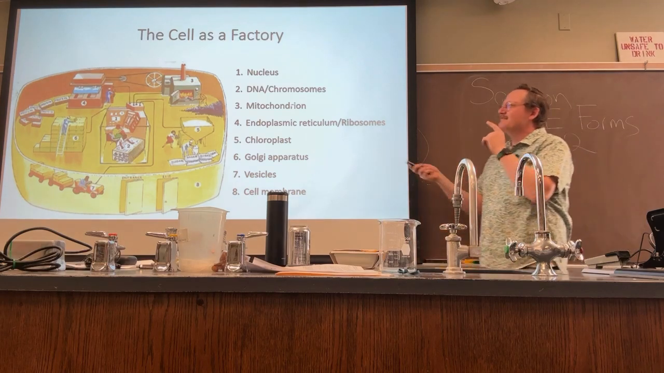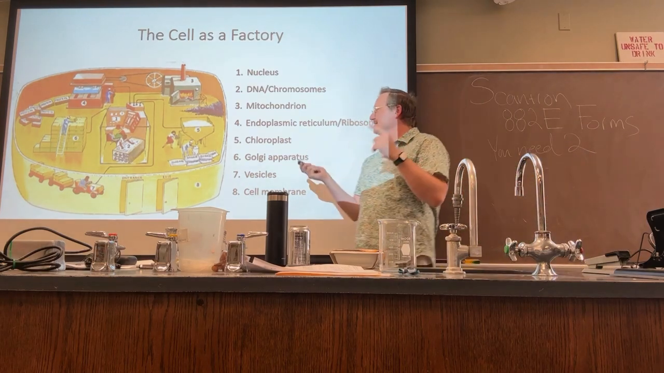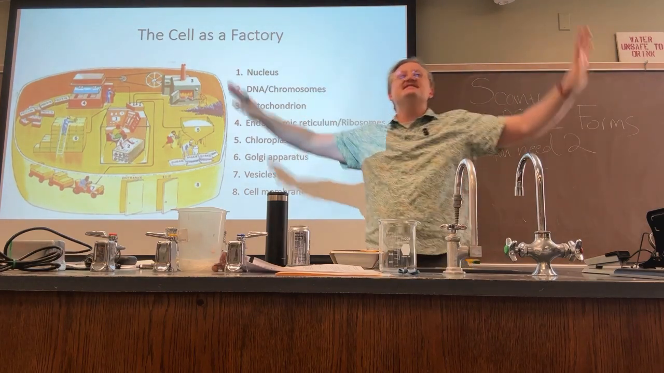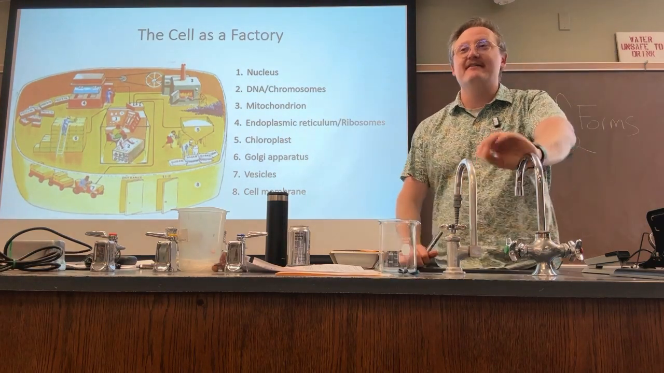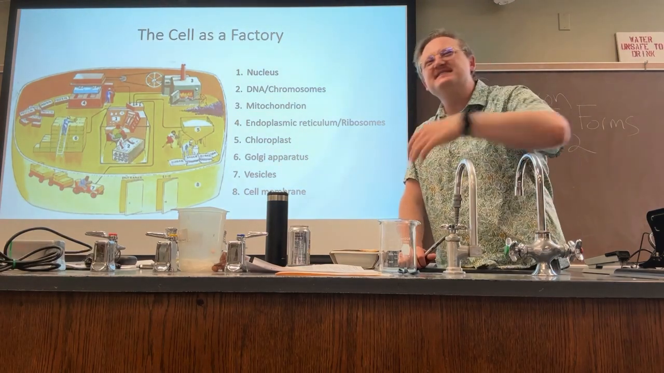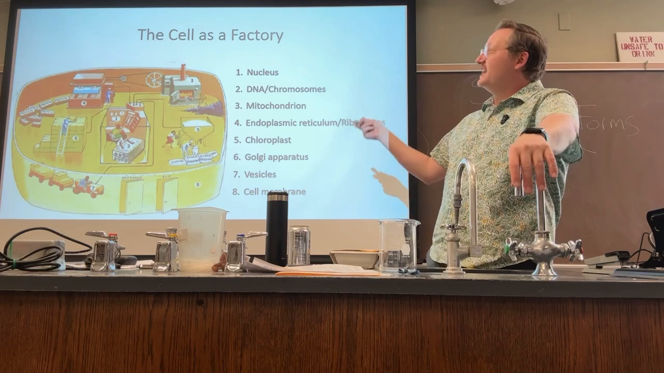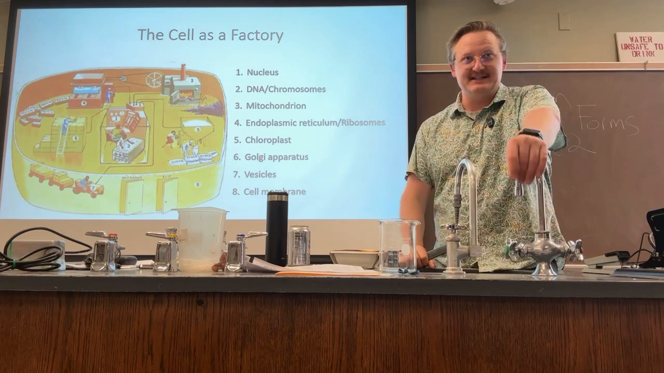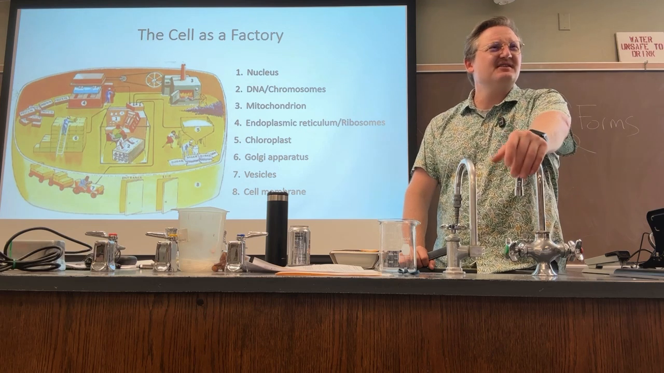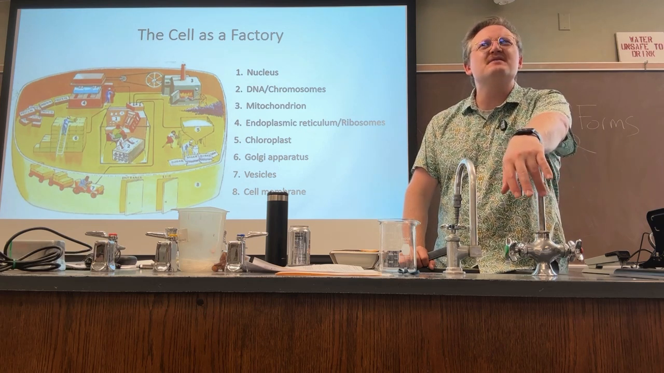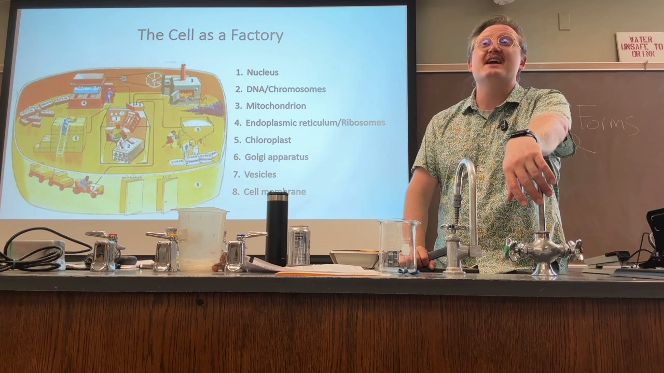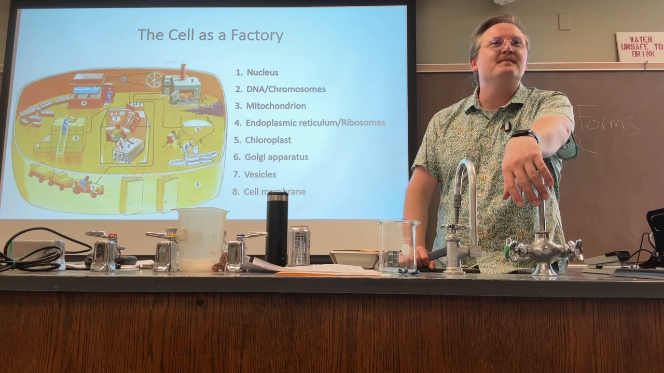Nucleus, DNA, mitochondria, endoplasmic reticulum, chloroplast, Golgi apparatus, vesicles, cell membrane. Key stuff inside of a eukaryotic cell. Let's start with these components in the cell as a factory analogy and go from there, because there's only one other, maybe two other things that you really need to know about in eukaryotic cells that aren't on this diagram.